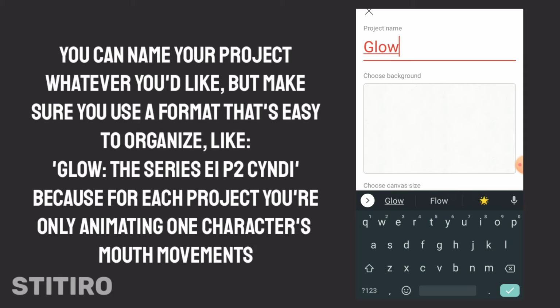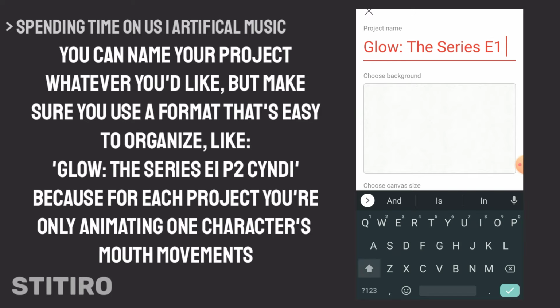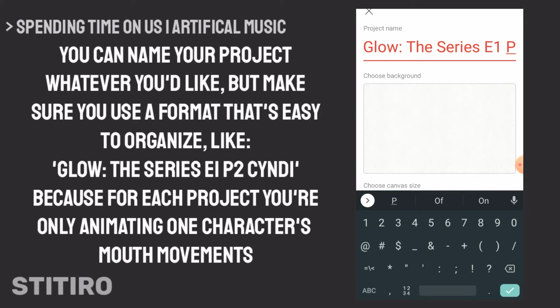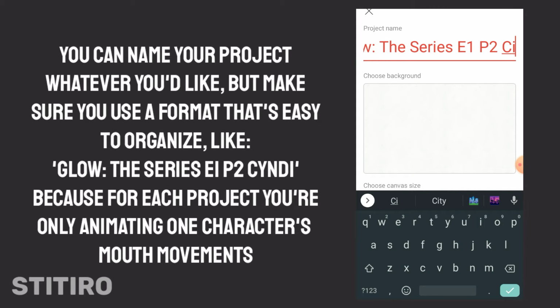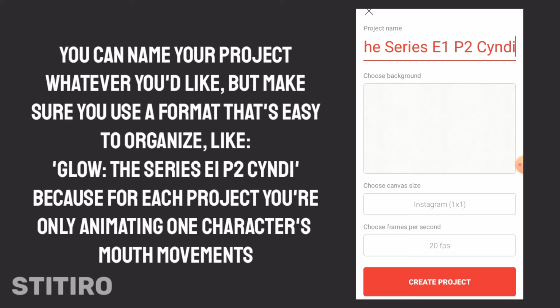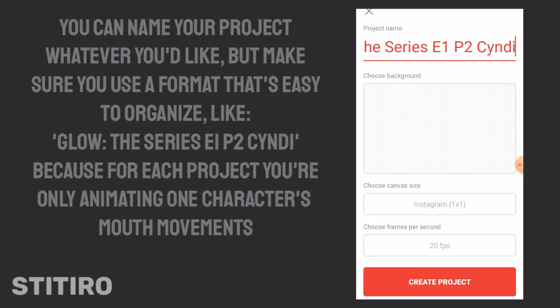For your title, name it something you can easily organize. In this example, I'm going to title it Glow the Series E1 Part 2 Cindy, because for each project that you make, it should only be one character's lip sync that you're animating. So even though I have audio for all the characters in this scene, I'm only going to be animating Cindy's mouth movements.